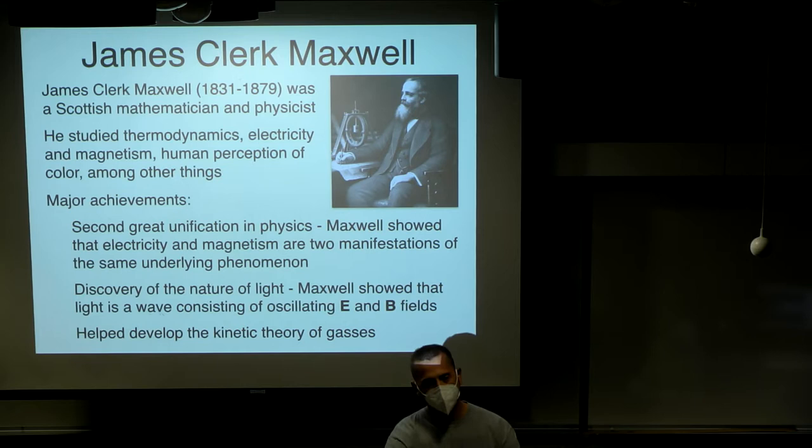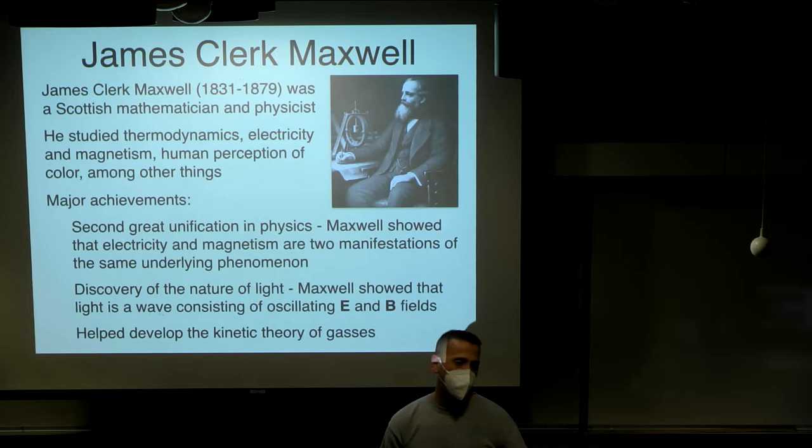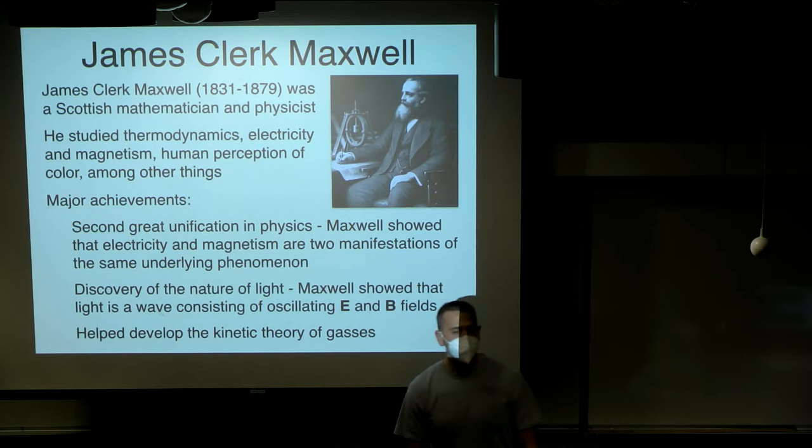The second great unification in physics came from Maxwell, and he basically showed that electricity and magnetism are just two sides of the same coin. It's really the same underlying phenomena that explains E fields and B fields and the way they behave, okay?